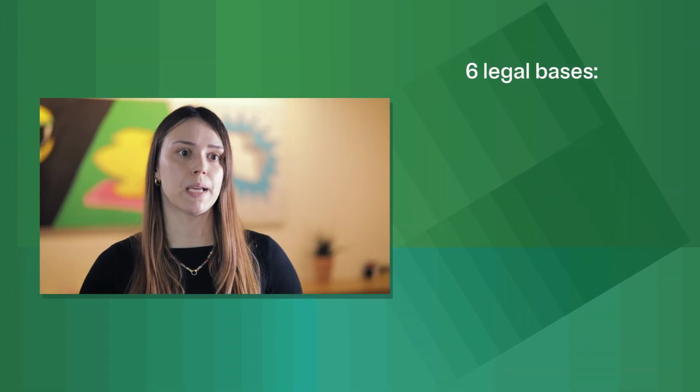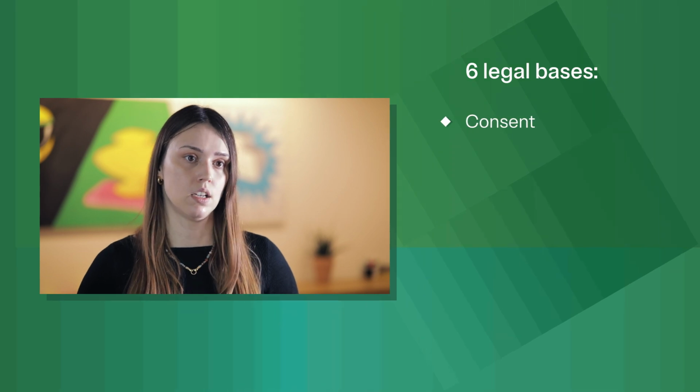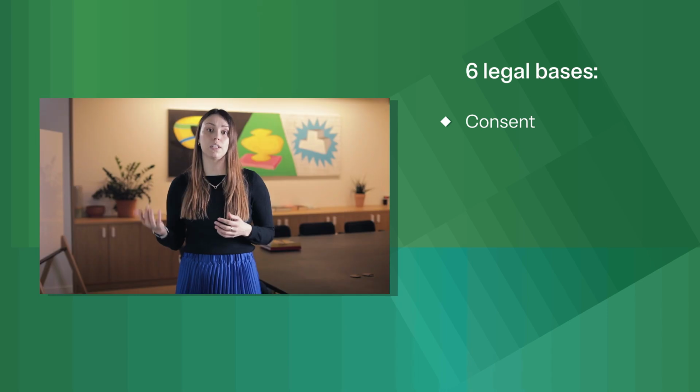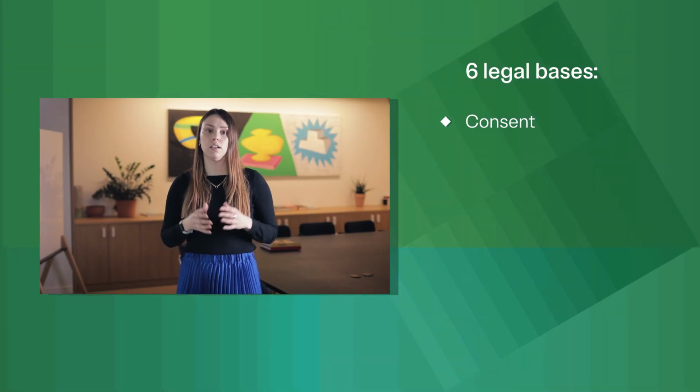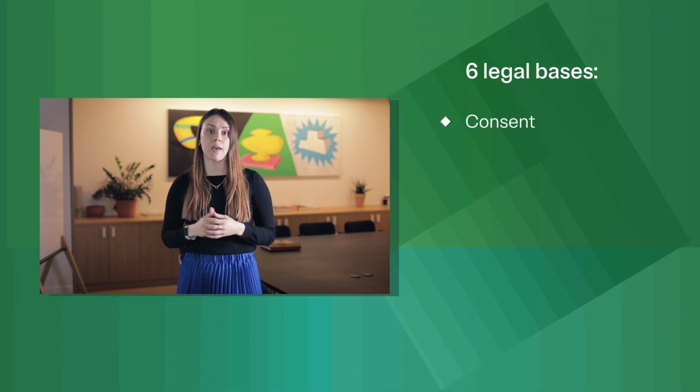Data controllers must be able to demonstrate that a lawful basis exists for processing of personal data and that the processing is necessary and proportionate to the purposes for which the data was collected. Under the GDPR, there are 6 legal bases that can be relied on. The first one is consent. The individual can give explicit permission for the processing of their data to take place. The consent must be obtained in a clear and unambiguous manner.